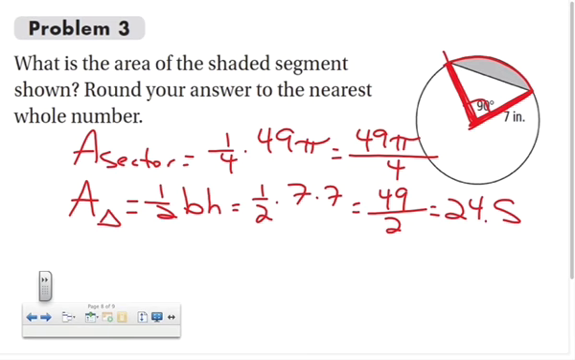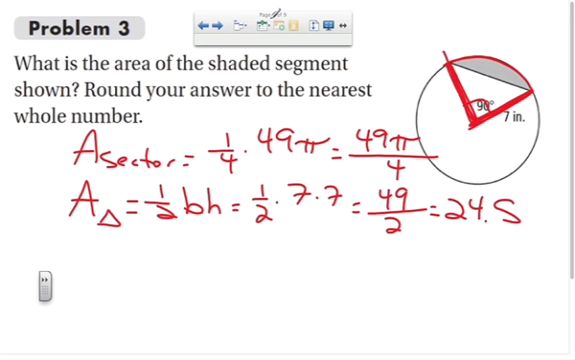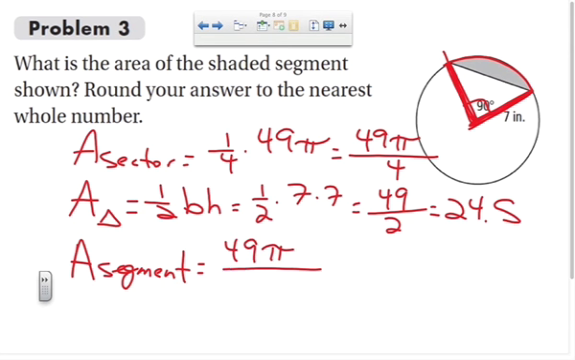Because in the end, what you're doing in order to find your bottom line answer is, in your calculator, the area of the segment is 49 pi over 4 minus 24.5. It's just keystrokes. You guys are looking at it like it's crazy stuff. Okay, it's a little bit crazy stuff, but it's just typing stuff in your calculator. Isn't that what math is?